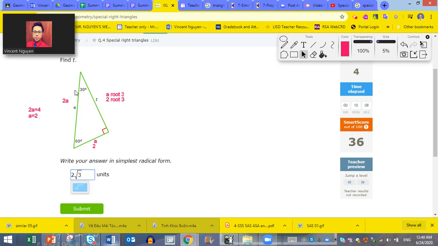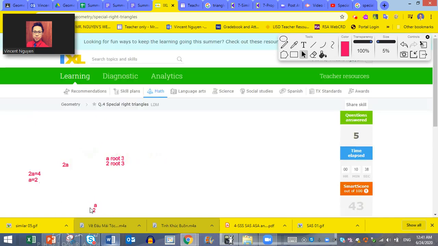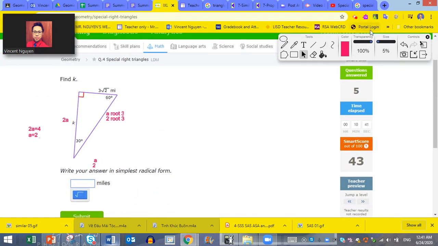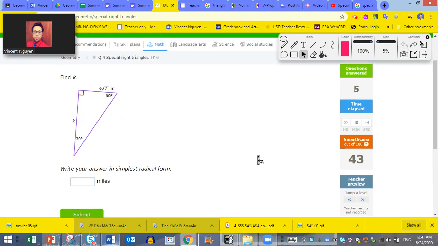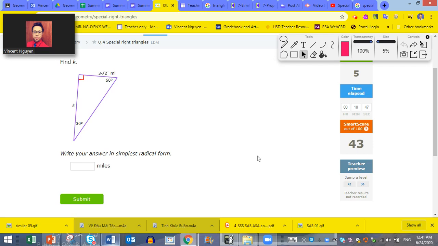So let's review this. I first label my triangles and then I look for the given side. They gave me the hypotenuse, and the hypotenuse has the relationship 2A. So I'm going to set up an equation so I can solve for the variable A. Once I know what A is, I can find the short leg or the long leg, whichever one they are asking me for, right? In this case, we're looking for the long leg, which is 2 root 3. Hit submit. There we are. All right, let's do one more. I wonder if we should skip level. This one looks different, so let's try this one first.